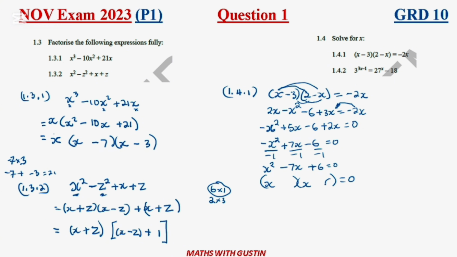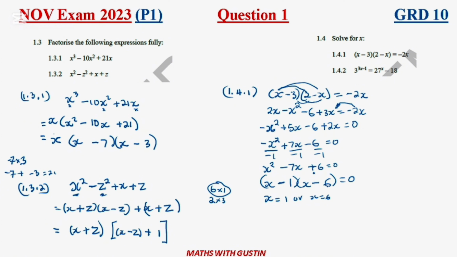So we're going to put a 6 there and a 1, but we need to decide which one needs to be negative. Both of them need to be negative. Why? Because here we've got a positive number. So therefore it means x will have to be equal to 1 or x is equal to 6.